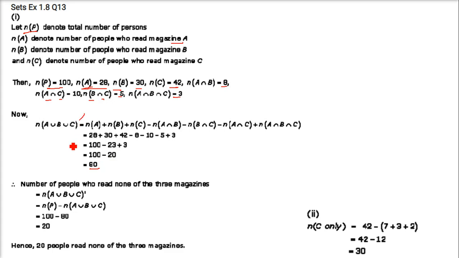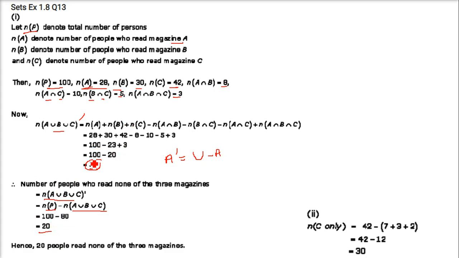But we have to find the complement. That is, this is how many read at least one of the magazines, but we have to find how many read none of these magazines. So we have to take the complement. And we know that if you want to take a complement, say A complement, you have to subtract it from the universal set. So 80 has to be subtracted from 100. That is n(U) minus n(A union B union C), 100 minus 80 is 20. I hope you got this idea.